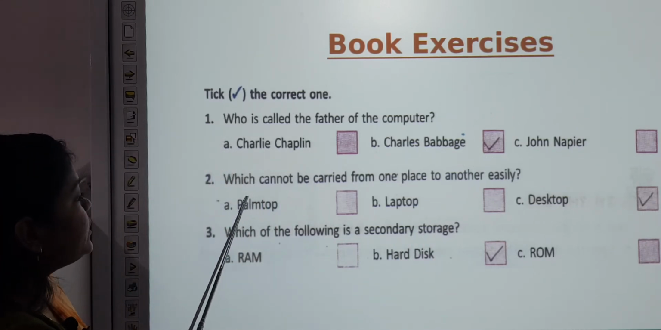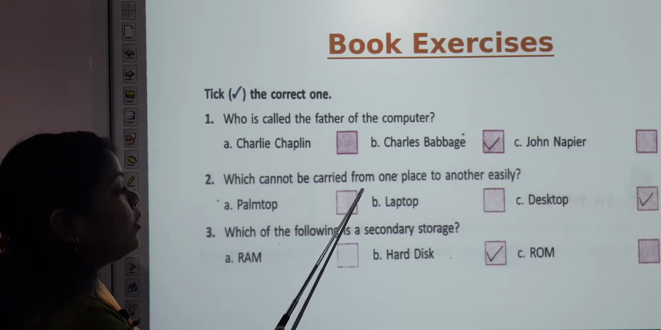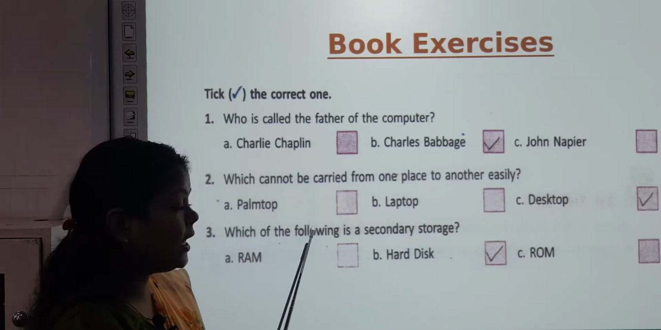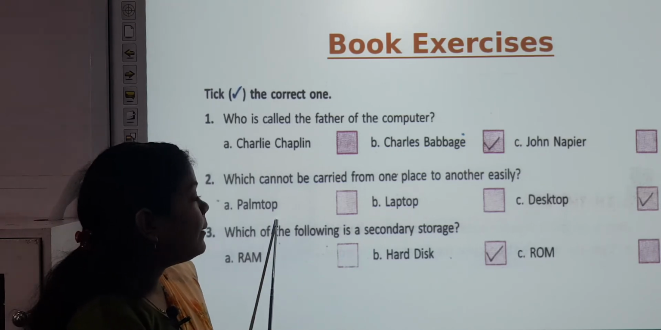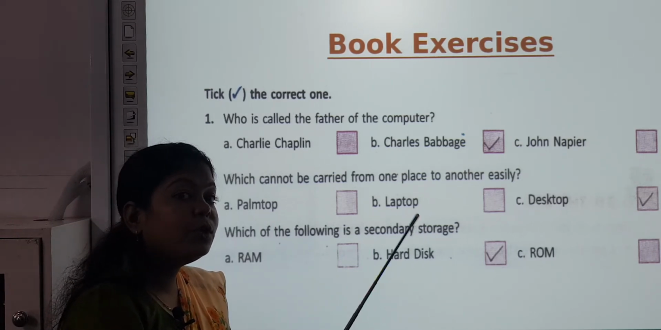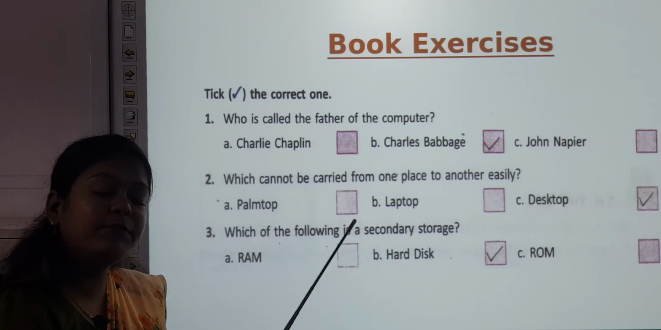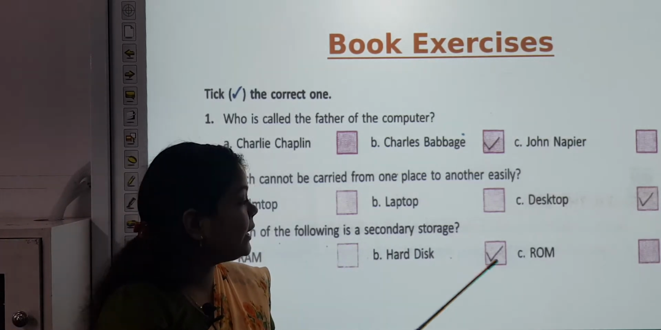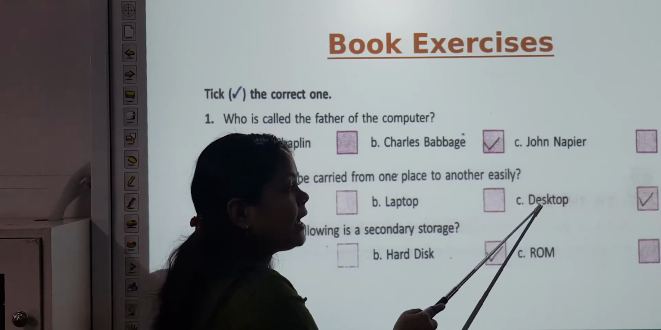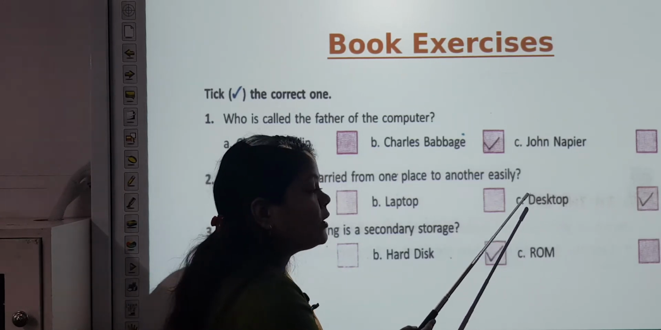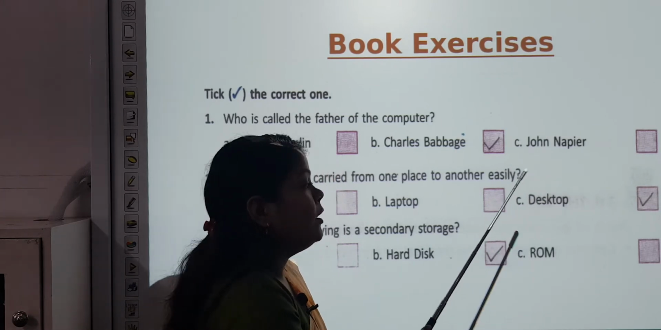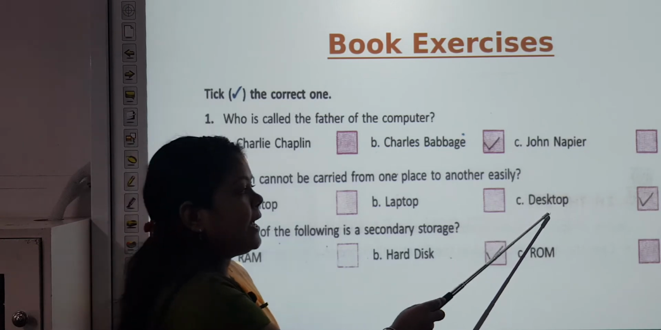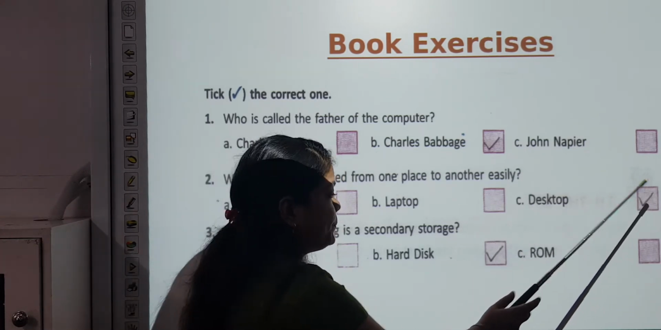Next question is, which cannot be carried from one place to another easily? The options are palm top. Palm tops are small size computers, so you can carry them very easily. Laptop is also a small size computer, so you can carry it easily. Then we have desktop. Desktop is not a small size computer, so you can't move it from one place to another easily. So your answer is desktop. So put a right tick here.